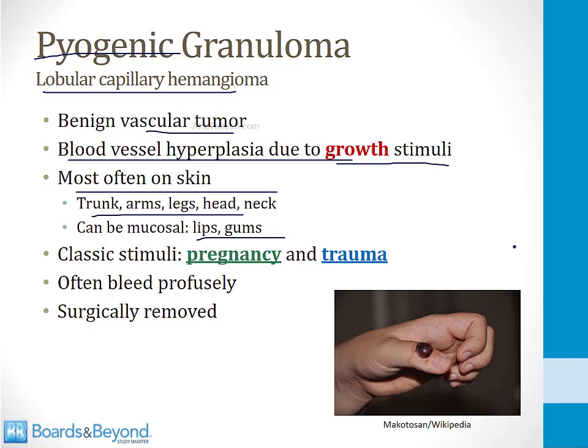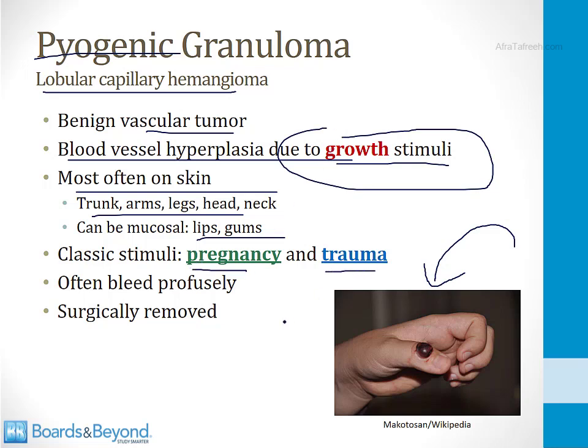This is a picture of someone who has a pyogenic granuloma on the hand. Classically, the growth stimuli that cause this lesion are pregnancy or trauma. So in a board question, this is going to be a pregnant woman who has a blood-type skin lesion like this, or someone who's had trauma to a section of their skin and subsequently develops a lesion like this. These lesions often bleed profusely, which is easy to understand because they are caused by hyperplasia of blood vessels, and they have to be surgically removed to prevent them from bleeding.